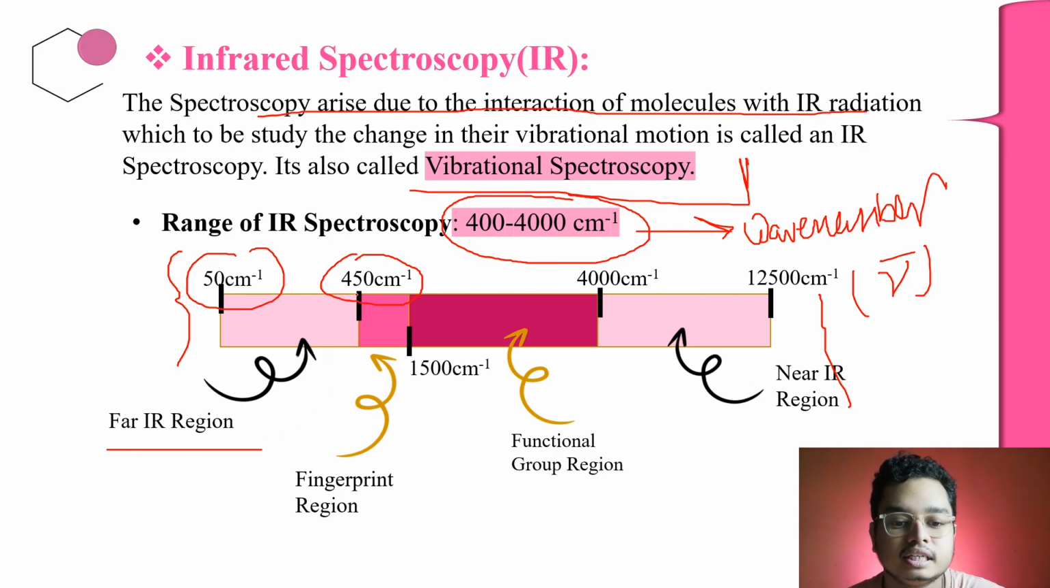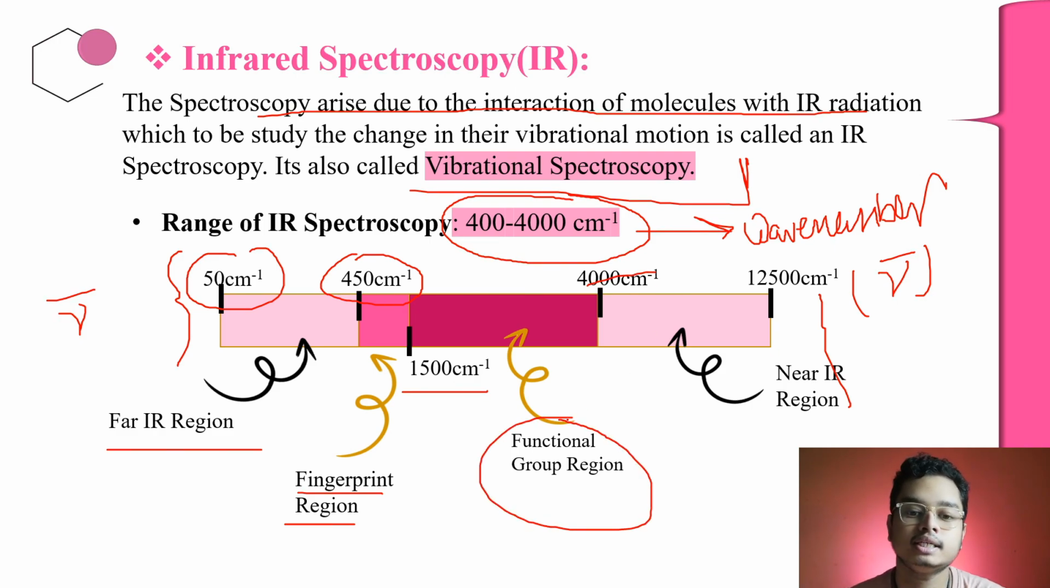Now 450 centimeter inverse to 1500 centimeter inverse, these are all wave numbers, please be cautious about that. This is called the fingerprint region, and it has its own significance, which we will discuss later, not right now. The 1500 to 4000 centimeter inverse is the functional group region, where different functional group peaks are observed. After that, 4000 to 12500 centimeter inverse is the near IR region, which is also not necessarily important for IR spectroscopy.